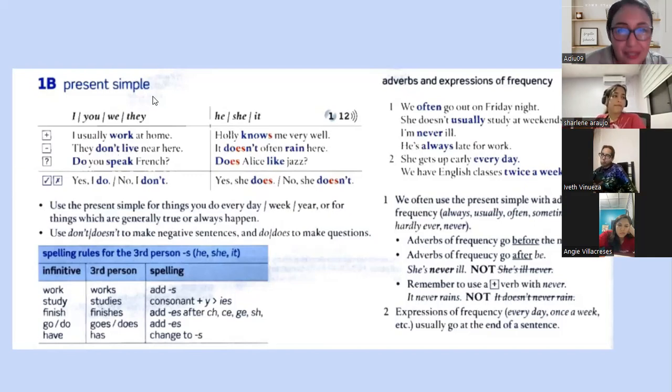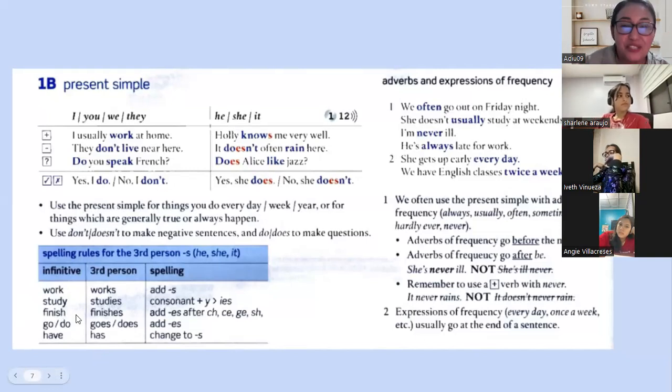Esto es como muy básico. Tal vez ustedes ya lo conocen. But these are some of the spelling rules cuando se escriben los verbos en simple present. Generalmente, si el verbo es work en infinitivo, si es tercera persona, se le añade la letra S. So she works, he works en tercera persona. Si es tercera persona y el verbo termina en Y, that Y becomes IES. Va a ser she studies, right?